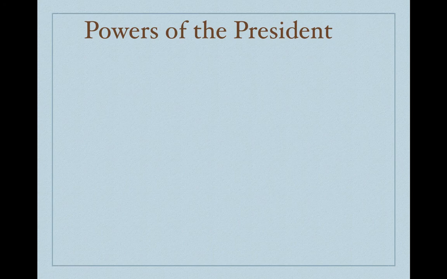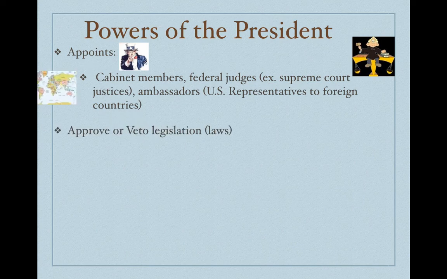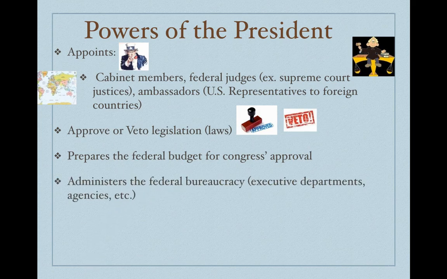Powers of the President. He appoints cabinet members, federal judges, ambassadors. He approves or vetoes legislation. He prepares the federal budget for Congress's approval. He administers the federal bureaucracy. Those are all of those executive departments and agencies.